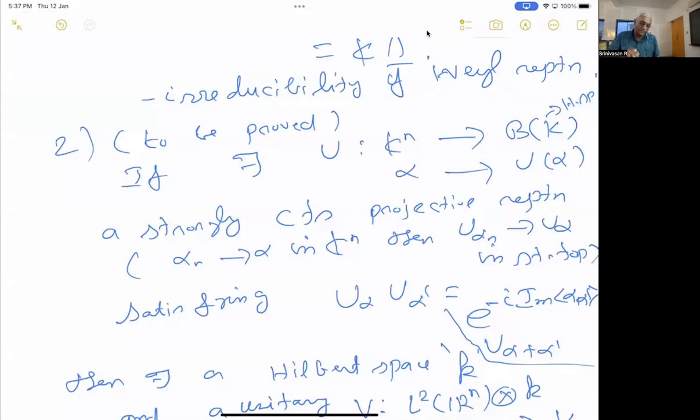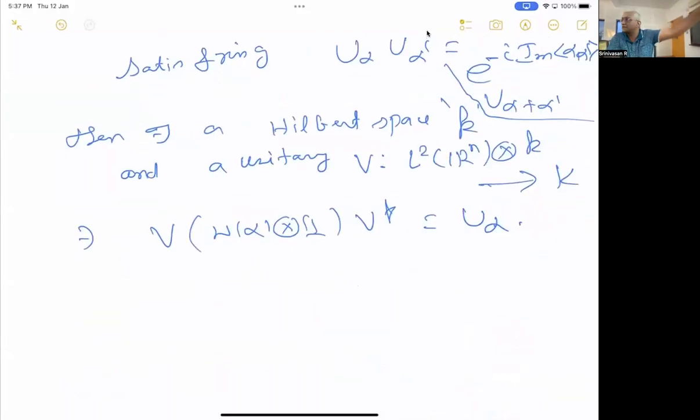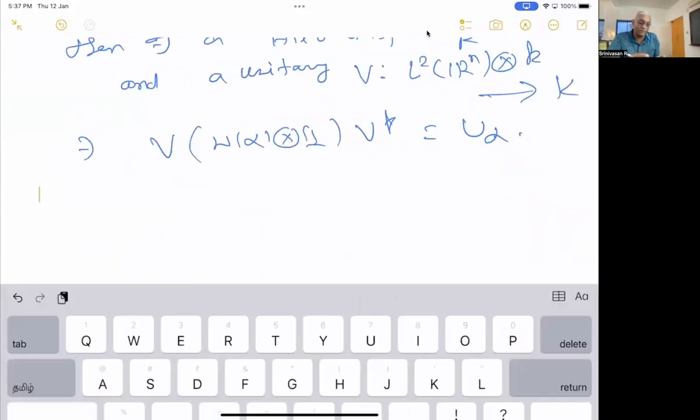Yeah. Okay, I think I get it. No, this is Fock space. Yeah, that is why I said W of alpha. W of alpha is acting on Fock space. So I should use H.